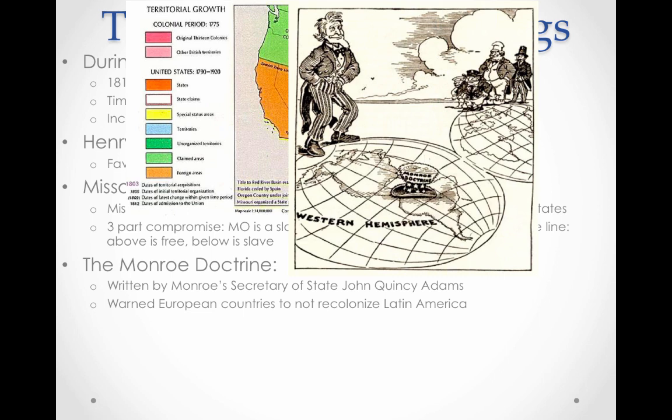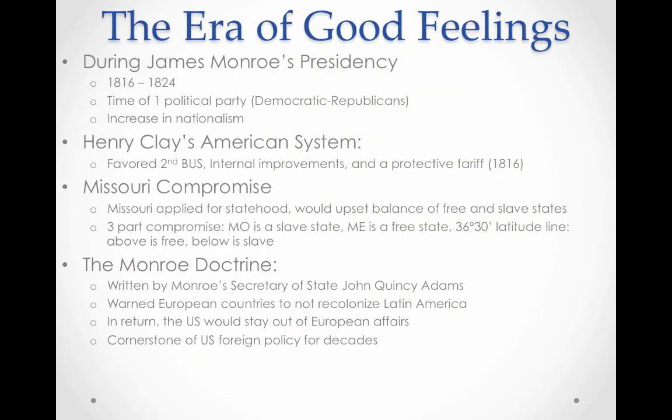Last year in Global 2, you learned about people like Jose de San Martin and Simon Bolivar and these revolutions. Well, the European countries want those colonies back. And Monroe, or Uncle Sam, is saying, you stay over there, we'll stay over here. And in return, the U.S. would stay out of foreign affairs. And this is really going to be the cornerstone of U.S. foreign policy for decades and decades to come. So this is one of the first times the American government is kind of flexing its muscle on the world stage. Right? Exactly, trying to.